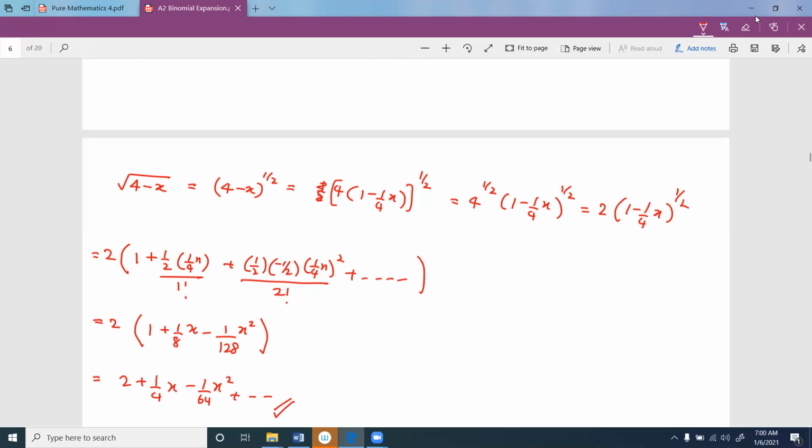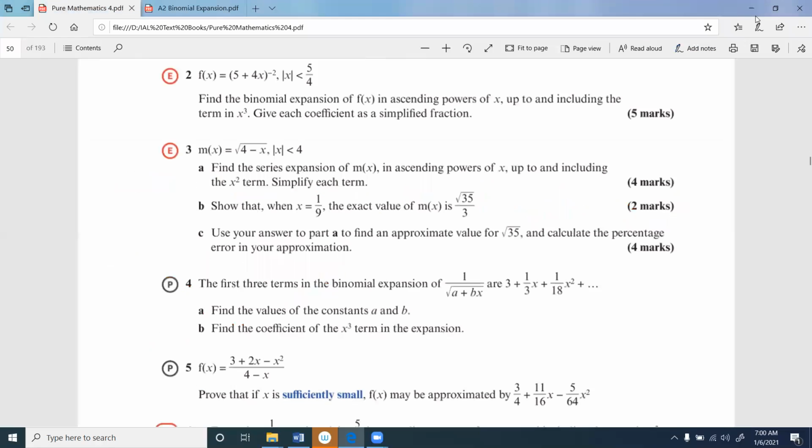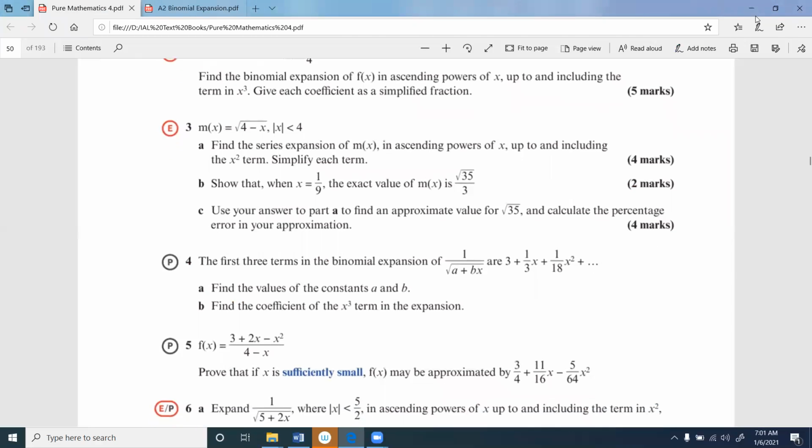Now let's see what kind of next situation they request. They mention: show that x equals 1 over 9, the exact value of the square root is root 35 over 3. So simply what you need to do is substitute this 1 over 9 into this and show that it comes up to this one.